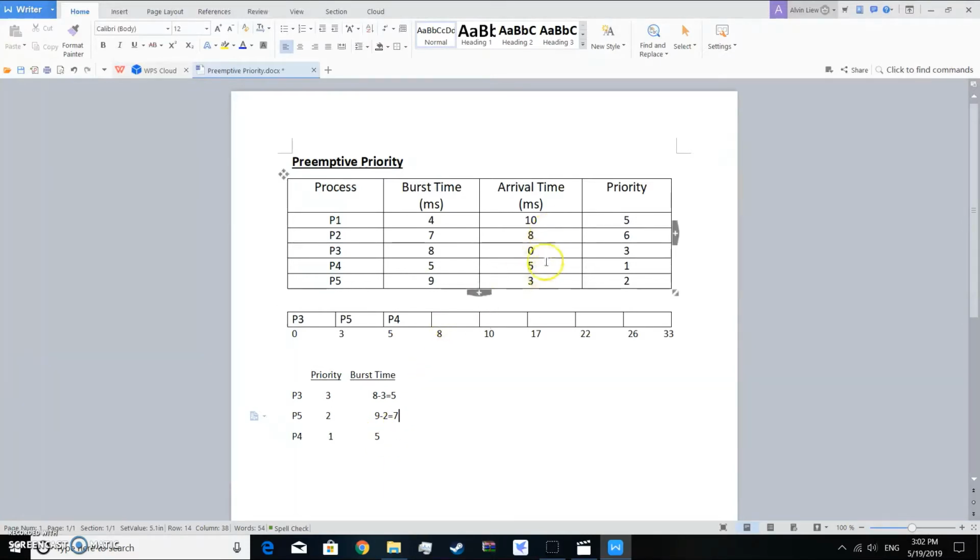Now when the arrival time is 8, P2 comes in. The priority of P2 is 6 and the burst time is 7. We need to update the value here, which is 8 minus 5 is 3, equals 2. We compare P4 and P2. We choose P4 because 1 is the highest.